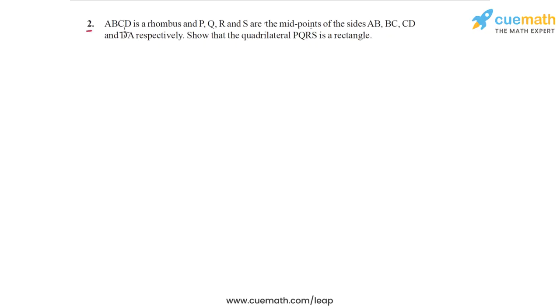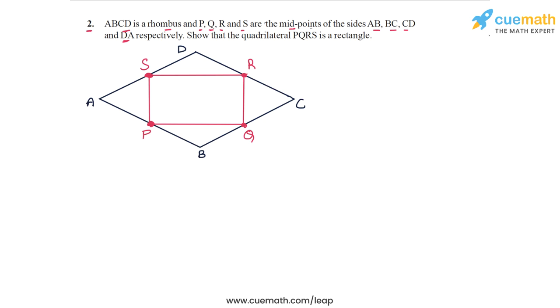In question 2, we are given that ABCD is a rhombus and P, Q, R and S are the midpoints of the sides AB, BC, CD and DA. So here's a figure I've drawn for you. ABCD is a rhombus, PQRS are the midpoints of the sides, and we have joined PQRS. We have to show that the quadrilateral PQRS is a rectangle. So this is what we have to show.